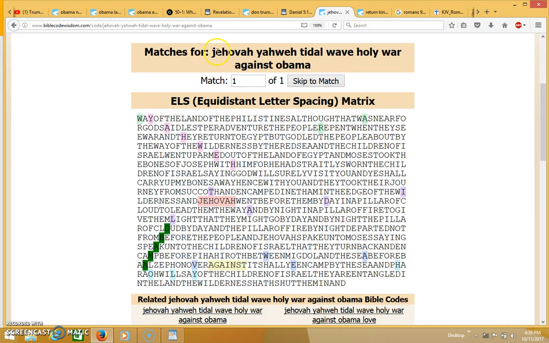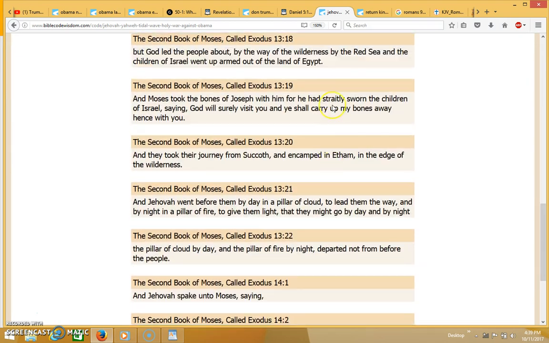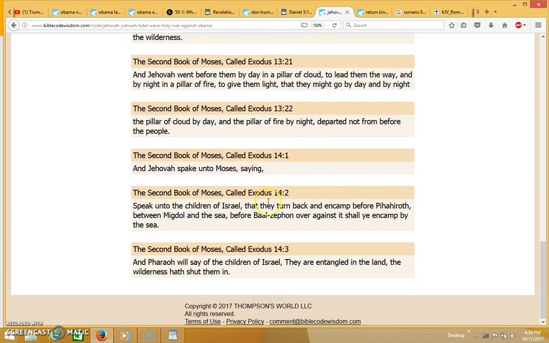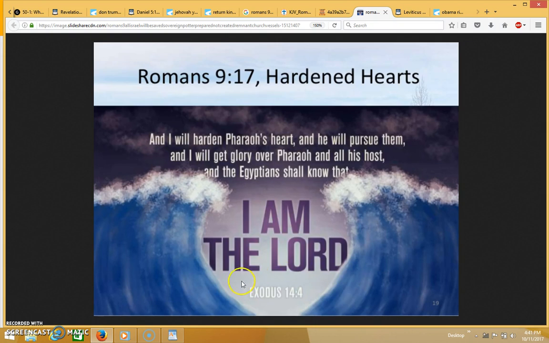And then in this table that I had done on Jehovah, Yahweh, tidal wave, holy war against Obama, this was coming up in Exodus 13 through Exodus 14 verse 3, and then the very next verse is Exodus 14:4, where it says, And I will harden Pharaoh's heart, and he will pursue them, and I will get glory over Pharaoh and all his host, and the Egyptians shall know that I am the Lord. And that comes up in Exodus 14:4, and it's in Romans 9:17, where it talks about Pharaoh's heart being hardened.